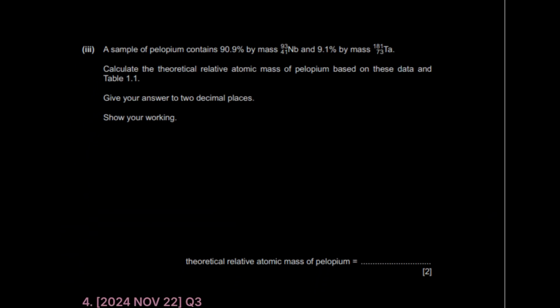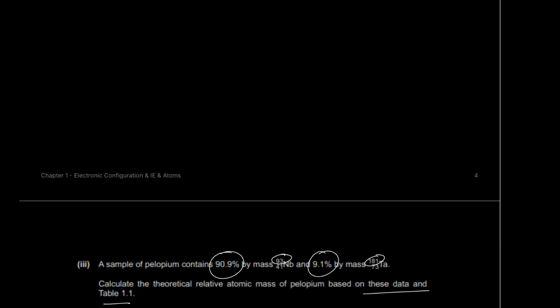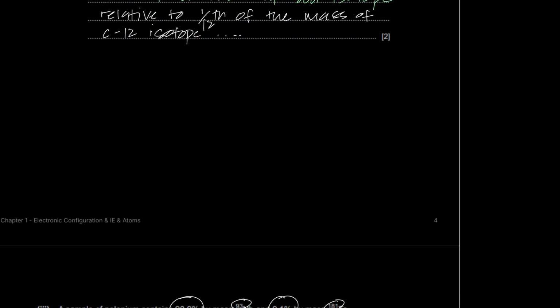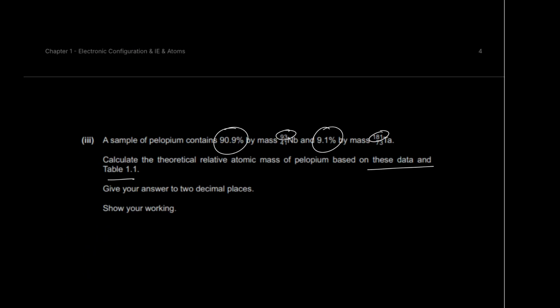A sample of polympium contains 90.9% by mass of Nb and 9.1% by mass of Ta. Calculate the theoretical relative atomic mass of polympium based on these data and table 1.1. So I've been given the abundances, which is 90.9 and 9.1%. But should I take the mass numbers or the isotopic mass which is already given to me? I've been given the isotopic mass, so don't take the mass numbers. Take the isotopic mass which is given to you correct to 2 dp: 92.91 and 180.95. Remember we discussed this.